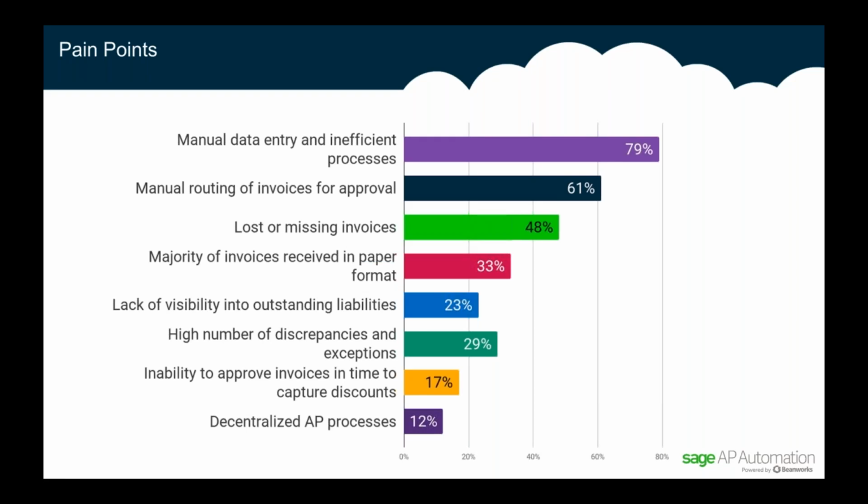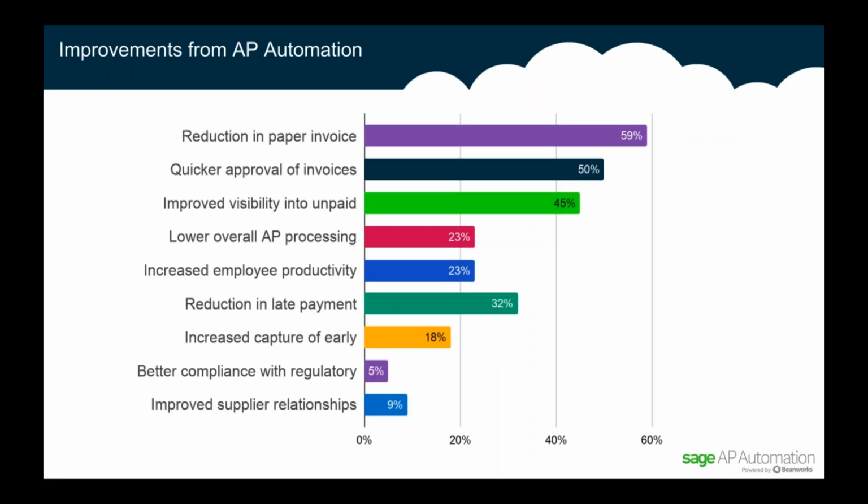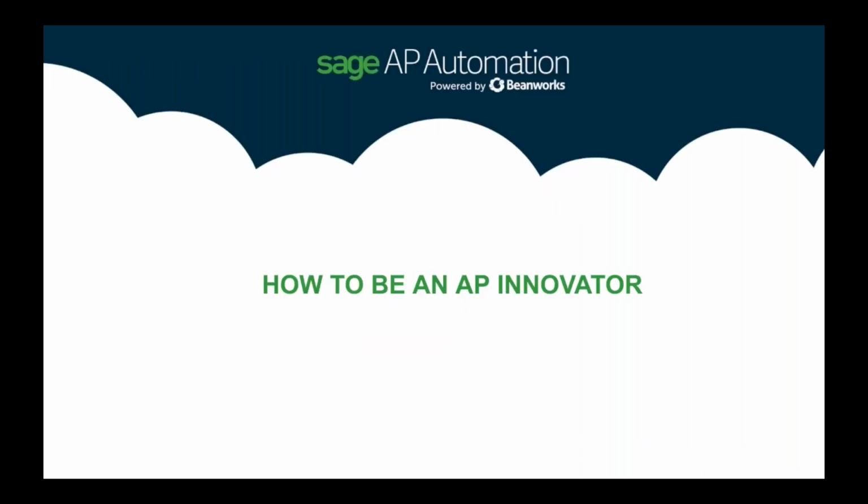So what you're experiencing is exactly what research has been telling us. So what we wanted to do is create a solution that would help with these pain points. Once you do automate, based off of research, 59% said there was reduction in paper invoice, quicker approval process, improved visibility, lower overall AP processing. So you can see all of the areas that automating AP will help you. So how do you become an AP innovator? That top 5% that we were talking about earlier.